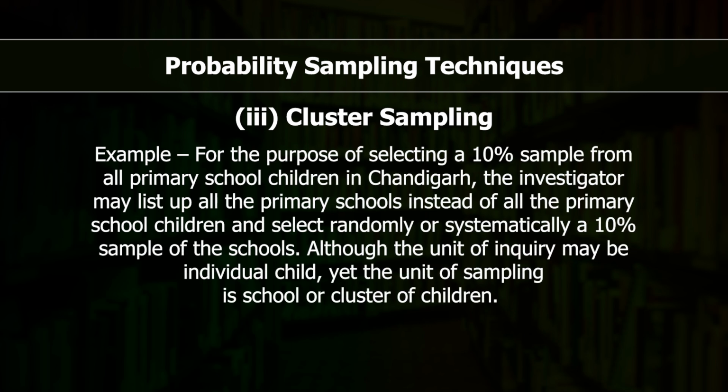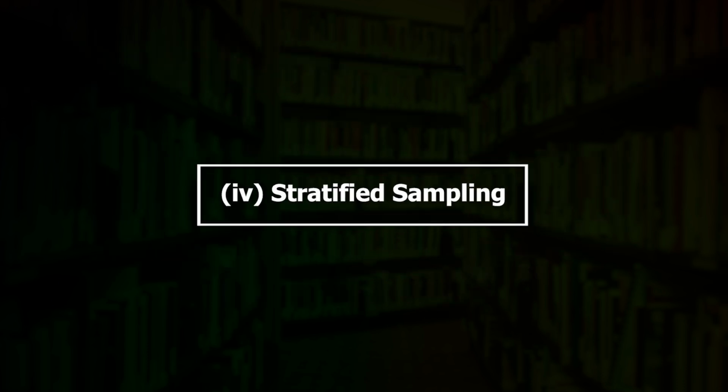For example, for the purpose of selecting a 10% sample from all the primary school children in Chandigarh, the investigator may list up all the primary schools instead of all the primary school children and select randomly or systematically a 10% sample of all the schools. Although the unit of the inquiry may be the individual child, yet the unit of sampling is a school or a cluster of children.